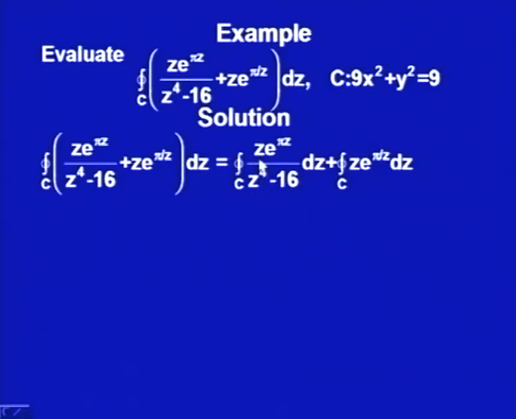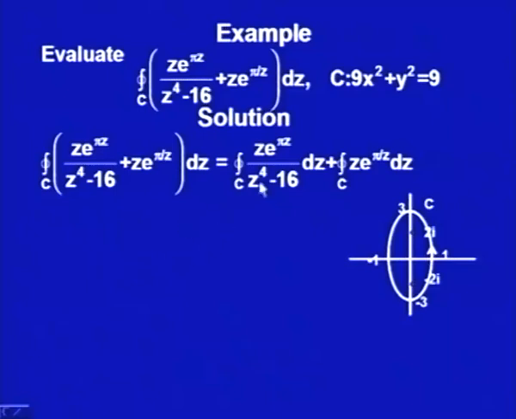I am writing this as two integrals. One is integral of the function z times e to the power pi z upon z to the power 4 minus 16, and another as integral of the function z times e to the power pi by z on the contour C. Let us see one by one these functions. The contour is now my ellipse 9 x square plus y square is equal to 9. So, if you see, x would vary from minus 1 to plus 1 and y would vary from minus 3 I to plus 3 I, you could see.